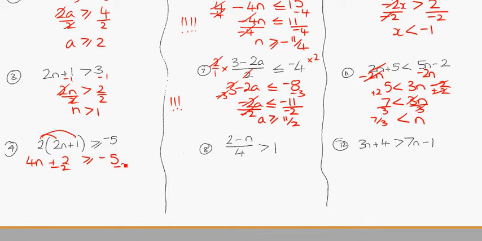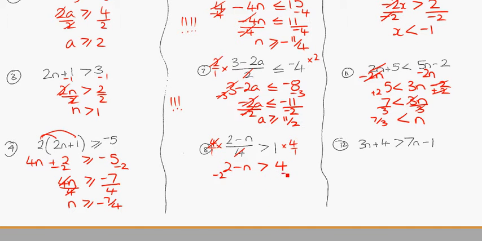Subtracting 2. Dividing both sides by the coefficient of the variable to cancel it out. -7 over 4. Number 8, I'm going to multiply by 4, or 4 over 1. The 4's cancel. 1 times 4 is 4. I'm going to minus 2.